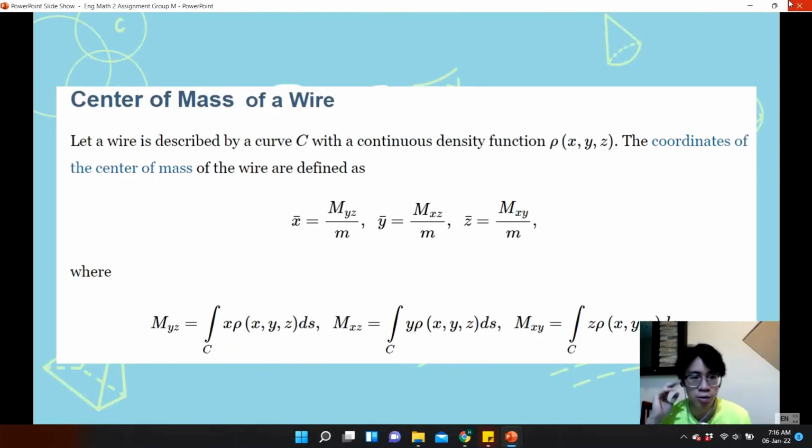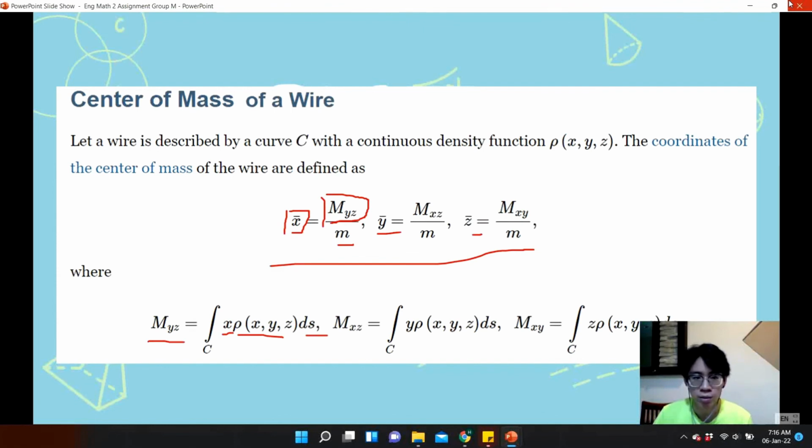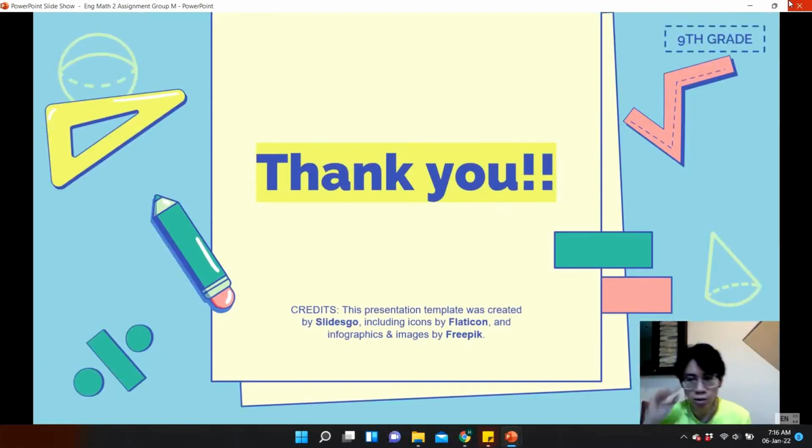Let's move to the center of mass of the wire. What we have to do is get the coordinates x bar, y bar and z bar. To get this, we have to find the moment divided by m. m is what we got from the previous slide, and the moment we have to calculate using this. For the moment about the yz plane, we have to multiply by x, density and the velocity vector magnitude. Then we can get the coordinates of the center of mass of the wire. So that's all, and thank you.